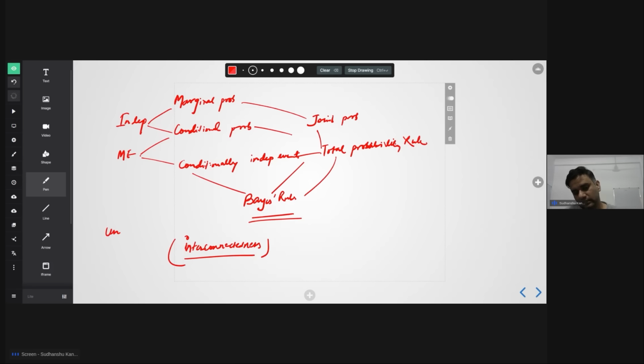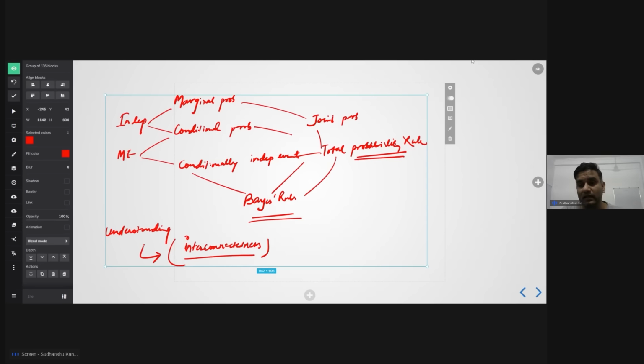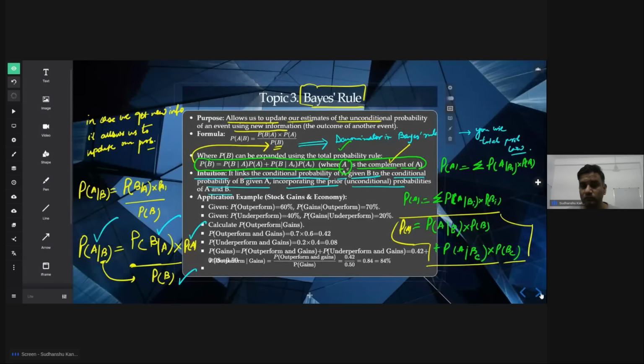Build that understanding, guys. When I was teaching you this chapter, my only point in going deliberate and slow in your total probability rule was that I wanted to build your interconnections. You should be very clear. Smart students will understand that there are many interconnections here which have to be understood very, very clearly. Okay, so keep that in mind. Then we go to your Bayes rule. Bayes rule, I told you very clearly that it allows us to update our estimates of the unconditional probability of how, right?